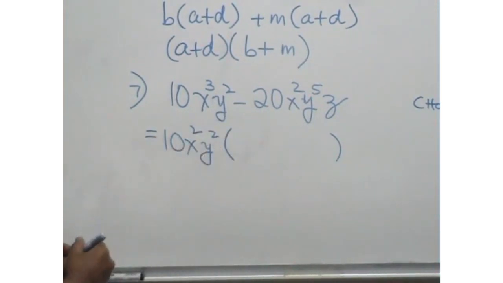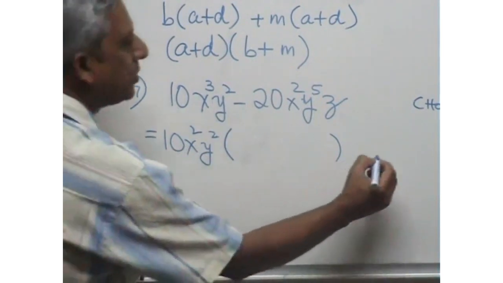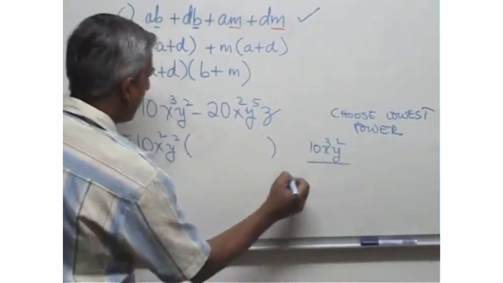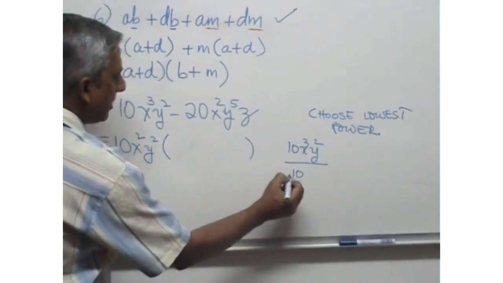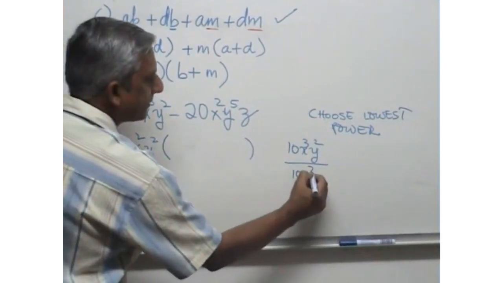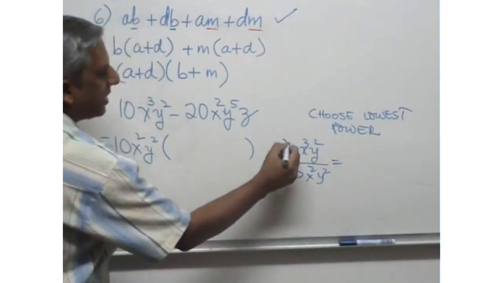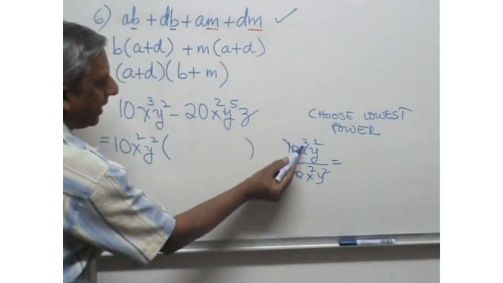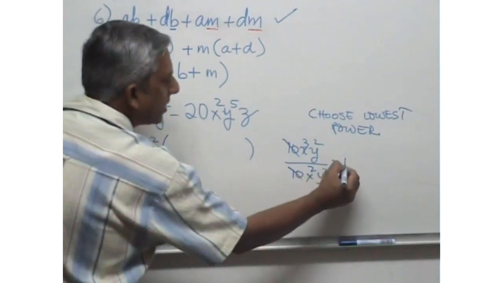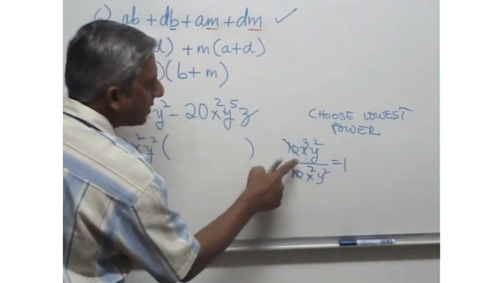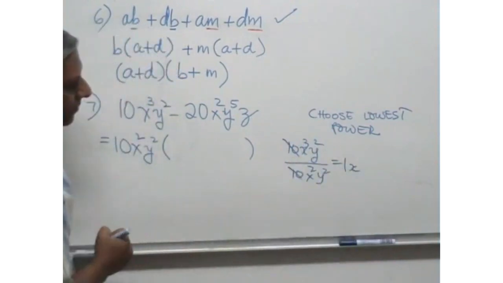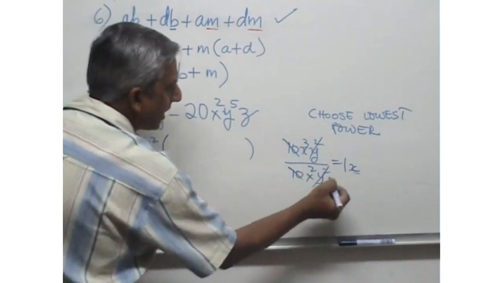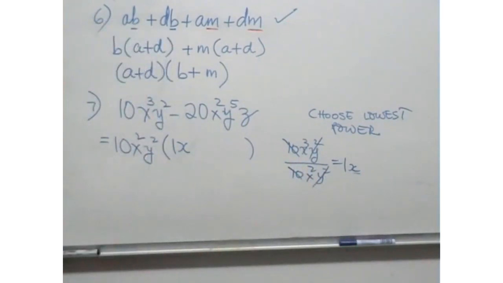Right. Once you've done that, you've got to, as usual, divide. So what you're doing, you're dividing 10x cubed y squared by the common factor, which happens to be 10x squared y squared. So 10 divided by 10 gave you 1. X cubed divided by x squared gives you x. Y squared divided by y squared cancels off, so you're left with just x. So here we have 1x.